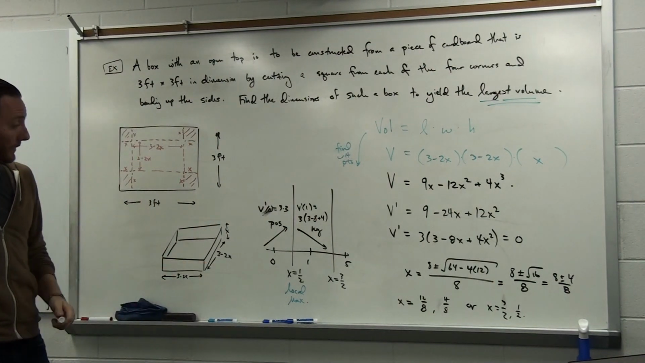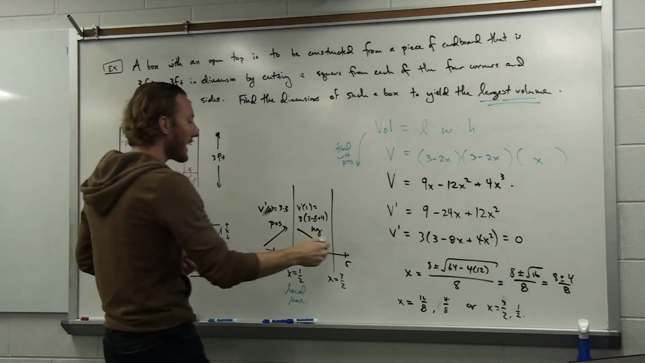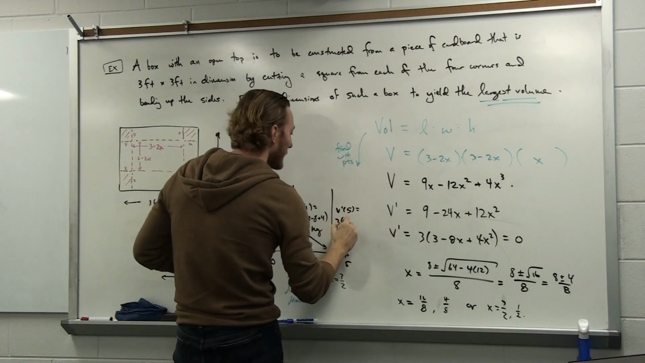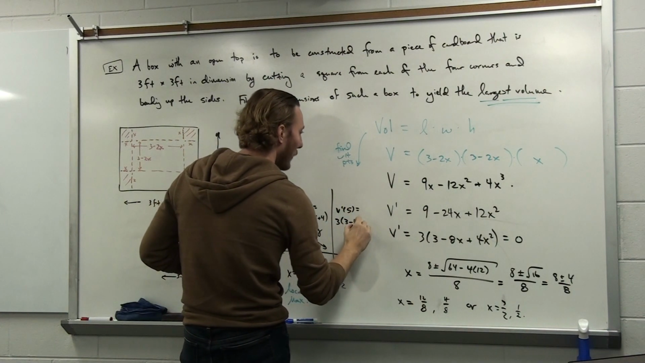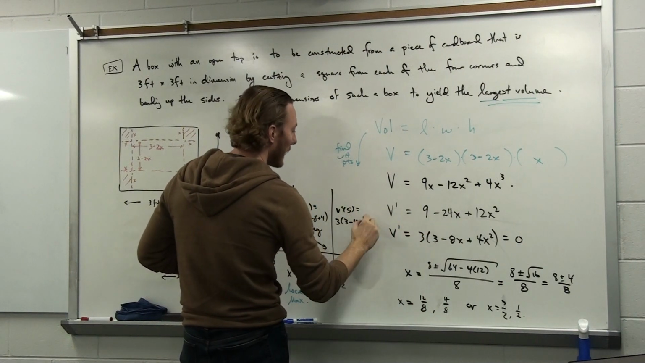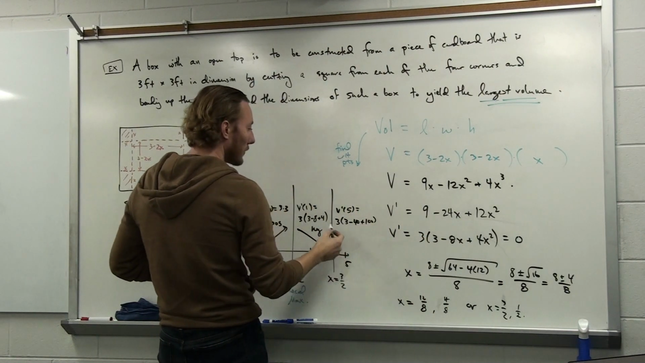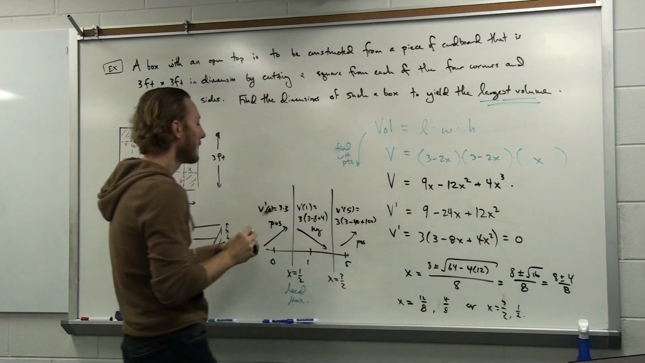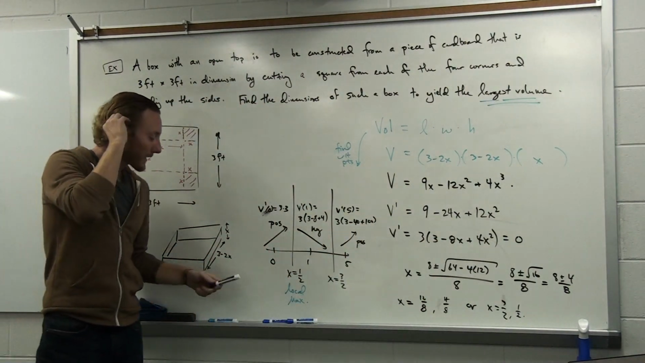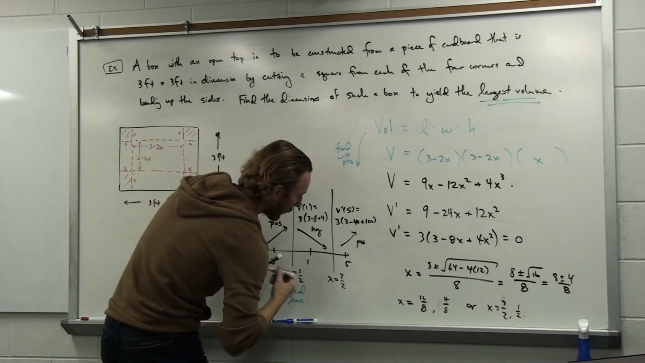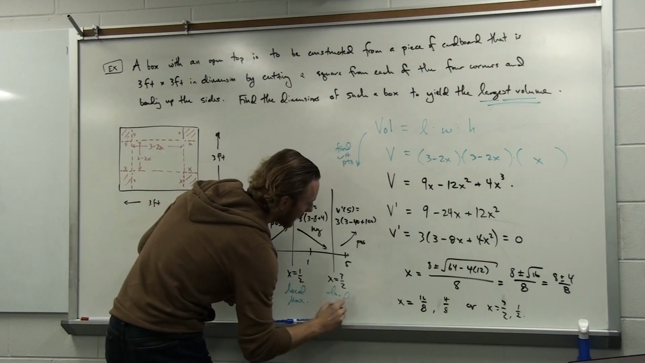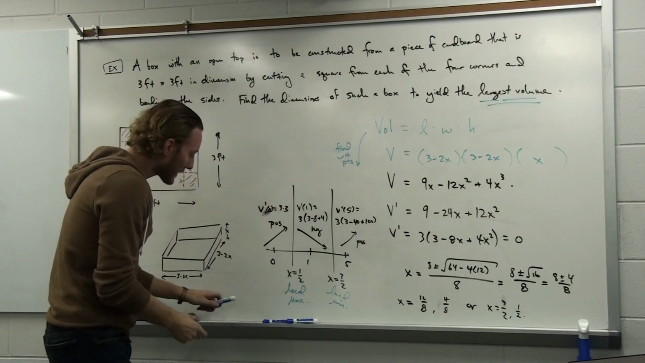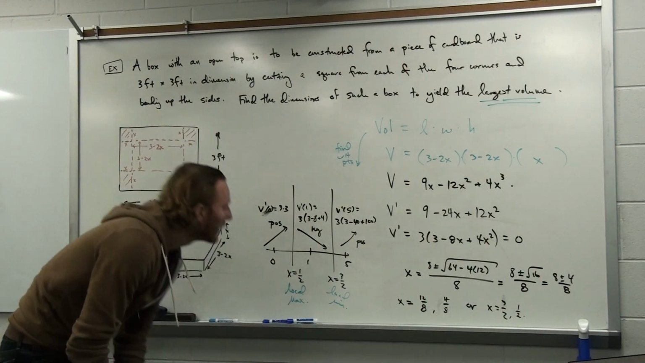What about x equals 3 halves? Well, go to the right of that, like 5. V prime of 5, that's going to be 3 times 3 minus 40 plus 100. So that's going to be 3 times something positive. That's going to be positive. And well, here we go. We've got a picture of the situation. Local max at 1/2, local min at 3 halves.